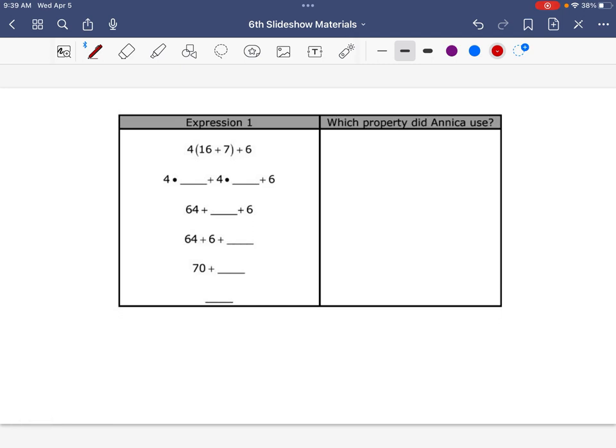And so speaking of expressions, we want to look a little bit further and see some other ones that we've been using. So right now we have 4 groups of 16 plus 7 plus 6. And so notice the next line, we have 4 times blank and plus 4 times blank. We can use our distributive property right here. So this gives me 4 times 16 plus 4 times 7 plus 6. The first property we just used, that's our distributive.